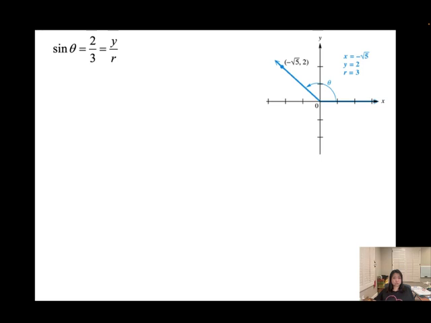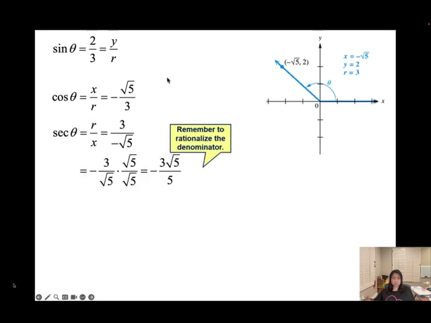Cosine theta will be x over r, so negative square root 5 over 3. And then secant will be the reciprocal of this. Make sure you rationalize. You should get your answer negative 3 square root 5 over 5. I want you guys to try to find the tangent, cosecant, and cotangent.